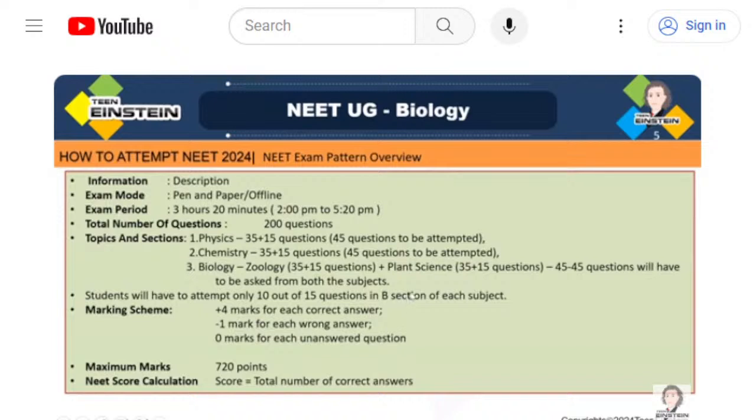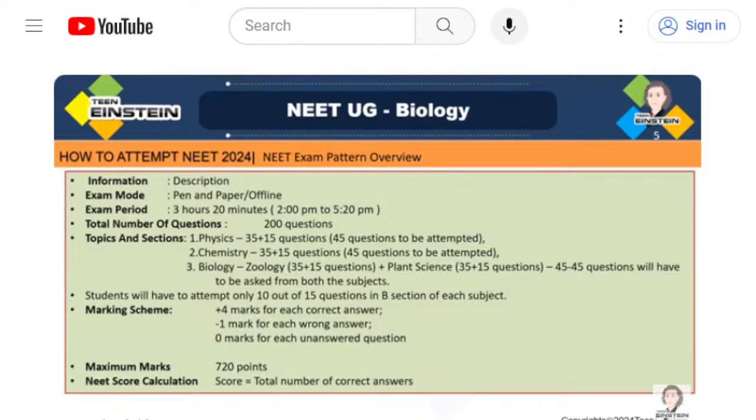in biology. Okay, so a candidate can attempt any 10 of 15 questions. Here in section B, you are getting 15 questions. Out of that, you can answer any 10 questions in section B in each subject. So as a result, there will be the same amount of questions overall.